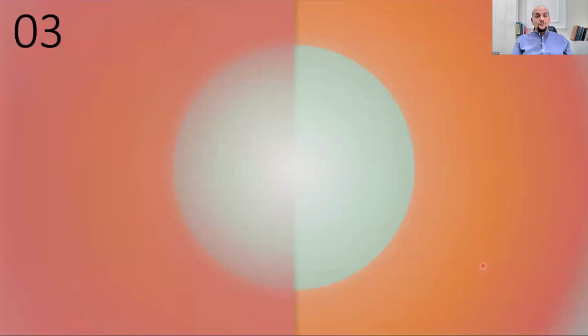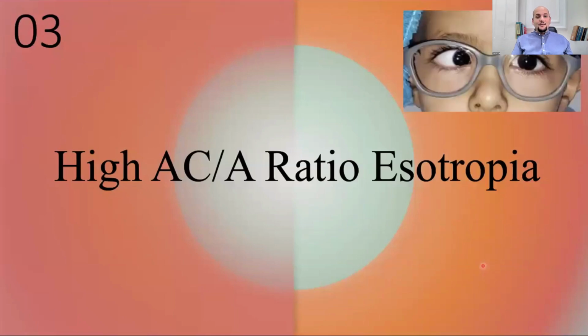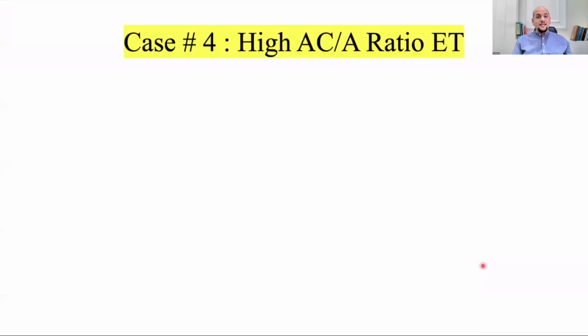So let's move to the third chapter in esotropia: high AC/A ratio. Those are troublesome cases that every strabismologist and every ophthalmologist will feel stressed about, because the surgical results usually are not so good. So let's discuss the case.